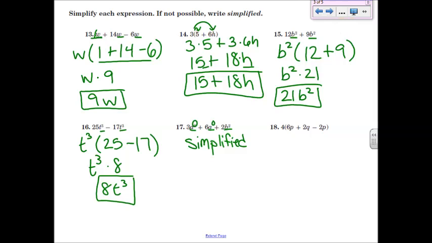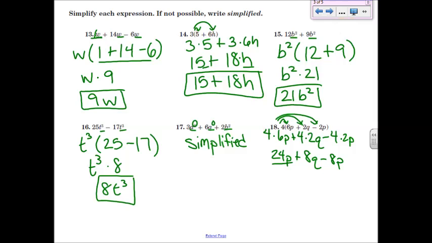In number 18, we're going to go through and do the distributive property forwards. So the 4 gets multiplied by everything inside the parentheses. So 4 times 6p minus 4 times 2q, plus 4 times 2q, minus 4 times 2p. 4 times 6 is 24p. Plus 4 times 2 is 8q, minus 4 times 2 is 8p.